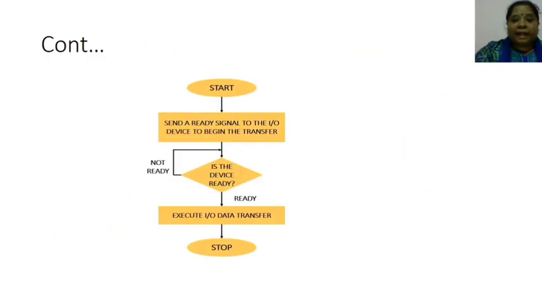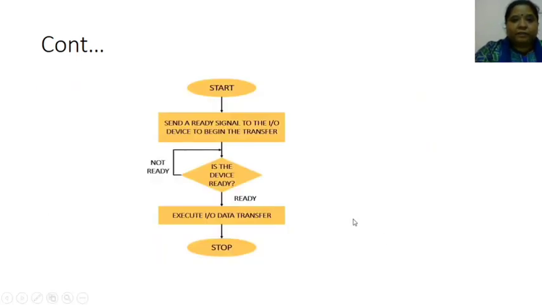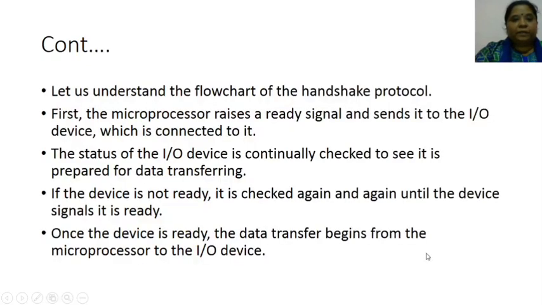What happens in handshaking? This is the flow chart of the handshaking. Start, then send a ready signal to the input output device to begin the transfer. If the device is ready, execute the data transfer. If the device is not ready to execute the data transfer, then it again comes to the same point, right?